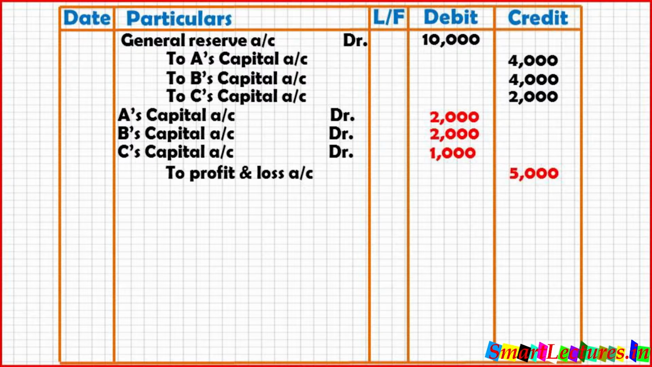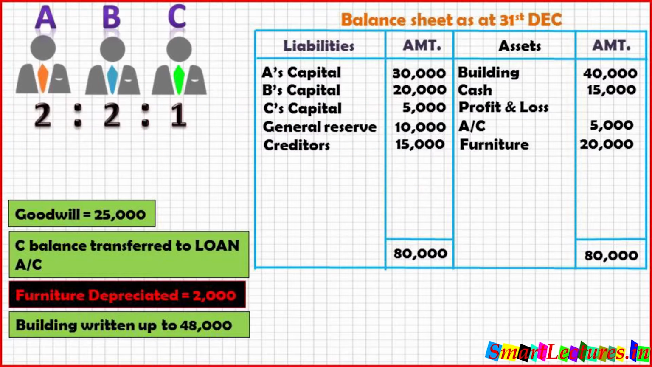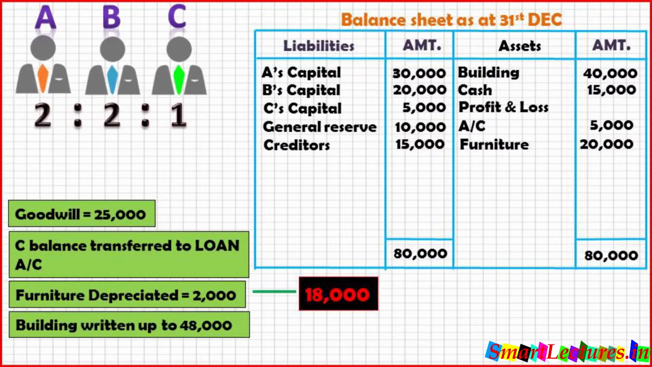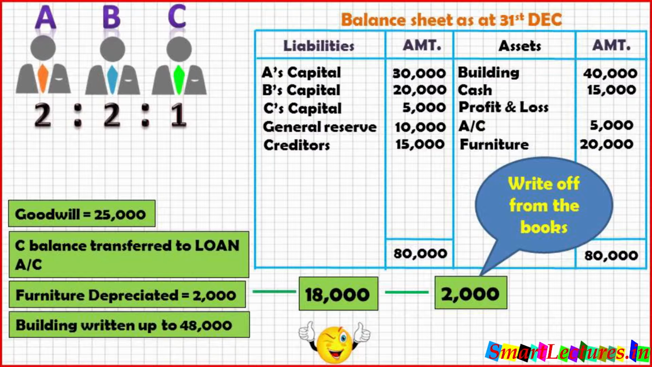And after that, this is the turn of revaluation account. First of all, have a look at the question, and it is clearly written that a part of furniture worth rupees 2,000 was no more useful. It means our furniture had two parts. The value was 20,000 and it had two parts. One was 18,000 and the second was 2,000. 18,000 is in good position. We can use it further, but 2,000 is no more useful. So we have to write it off in the books. Means we have to remove this part from our books.